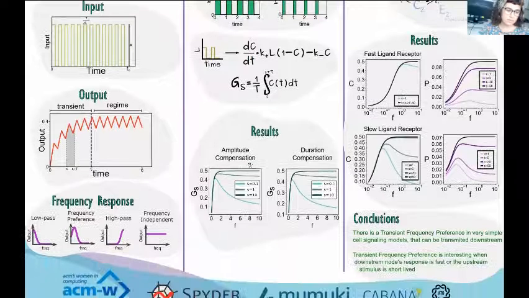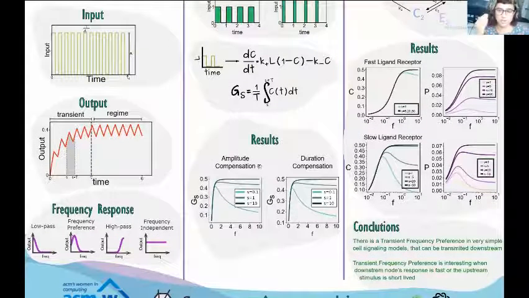We found that for the two protocols that we considered, the mean value is different when we calculate it in transient time compared with regime times. Here we can see that for low values of s, we have transient frequency preference that disappears for large values of s. That is why we call this phenomenon transient frequency preference. And we found this phenomenon for the amplitude compensation protocol and the duration compensation protocol.